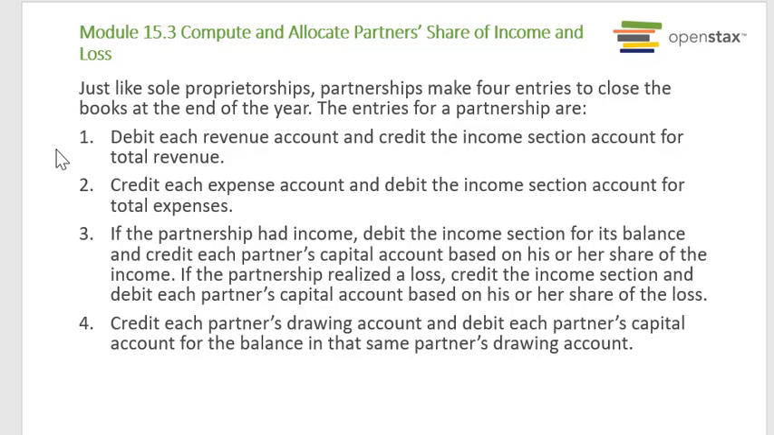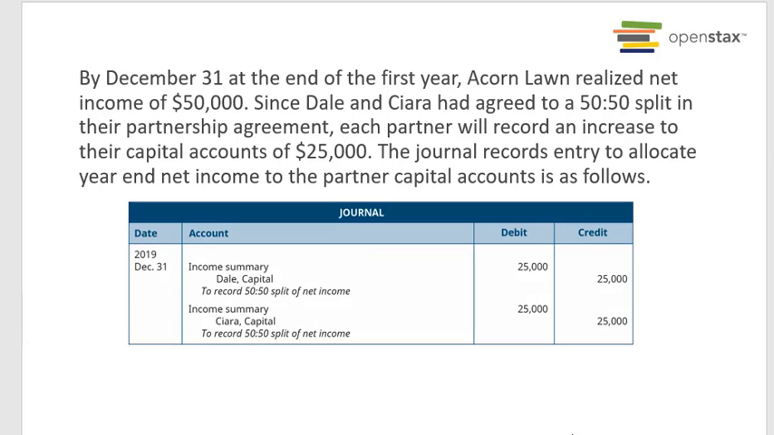And then credit each partner's drawing account and debit each partner's capital account for the balance in the same partner's drawing account. So we've done this before. With sole proprietorships, the only difference is how we're allocating the income and losses. So this should feel somewhat familiar. We take from income summary, which is where we dumped all the incomes and all the expenses. Looks like we made $50,000. Then we're going to give it half and half, $25,000 to Dale, $25,000 to Sierra. Really easy.